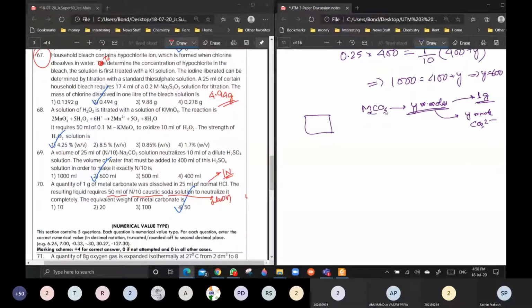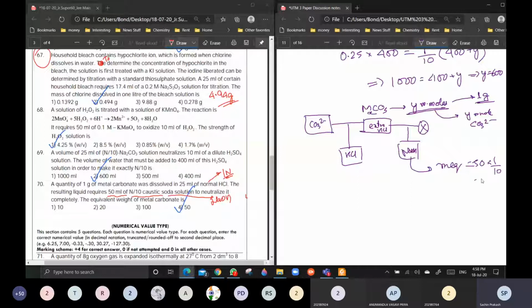So you see, I was having some carbonate ion and I was treating it with HCl. And the extra HCl reacted with NaOH. Okay, the reaction is finished. What is the milli equivalence of NaOH? It is 50 into 1 by 10, 5 MEQs. So this is also 5 MEQs.